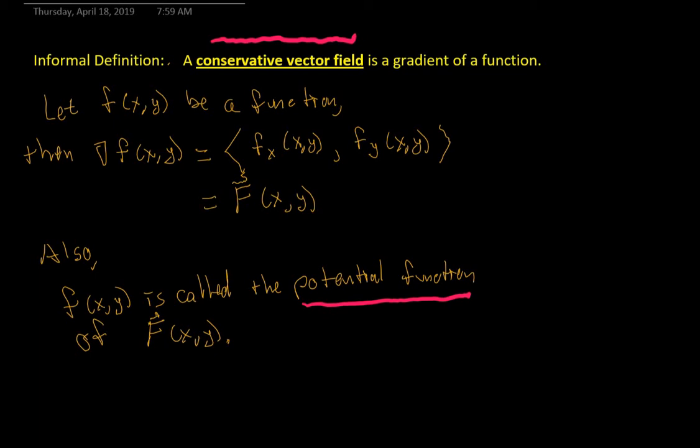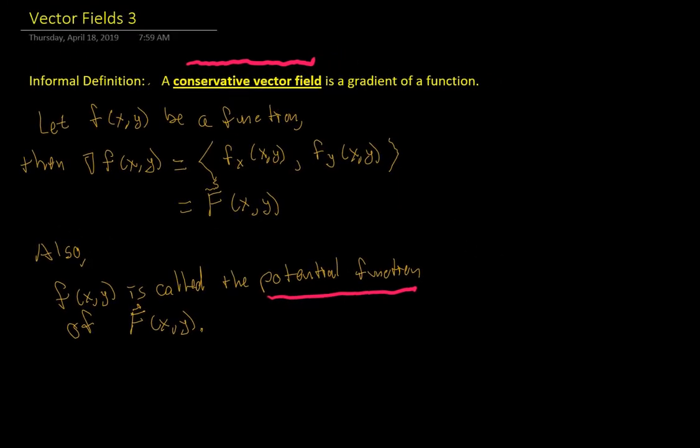And the function that gave birth to the vector field by taking the gradient is called the potential function. So think potential energy versus kinetic energy. If your vector field comes from the gradient of a potential function, then we have a vector field that's called conservative. That also hints at the fact that it's possible that there are vector fields that don't come from gradients, and we'll be studying those in future videos. There we go.